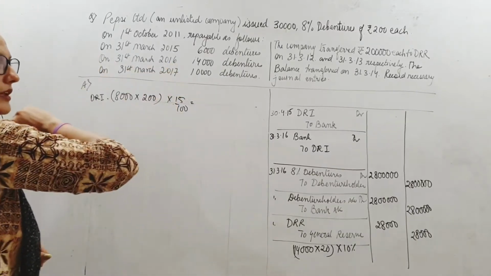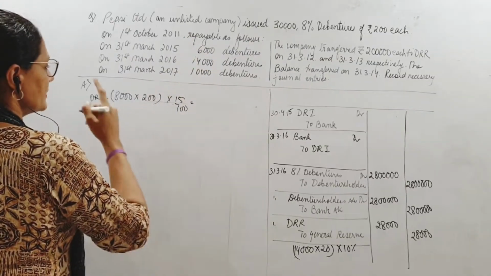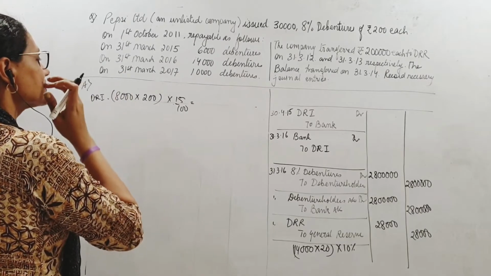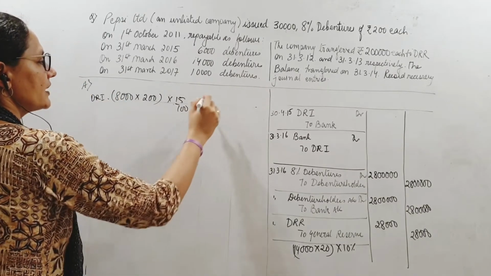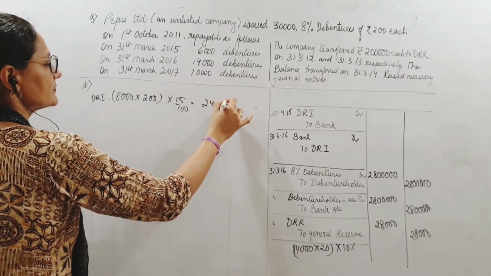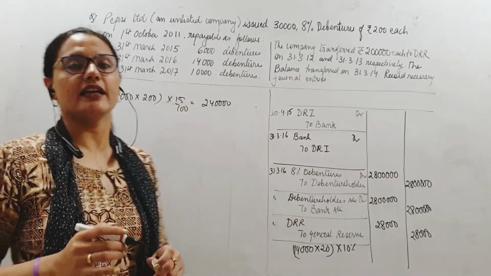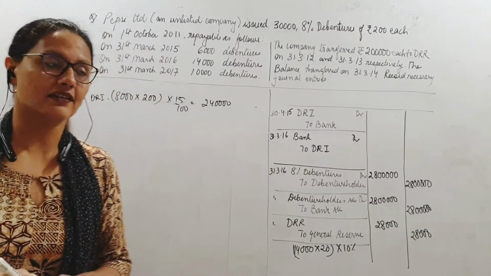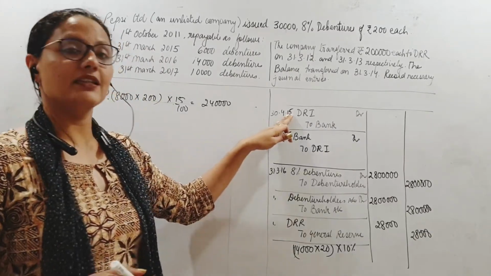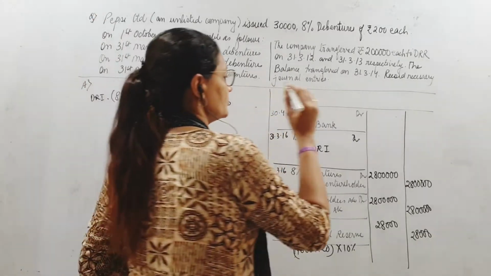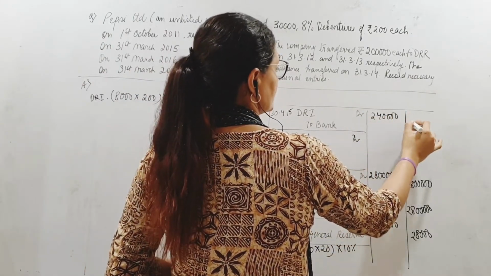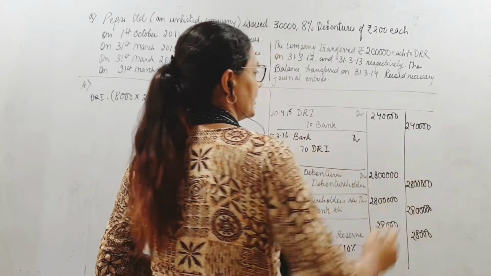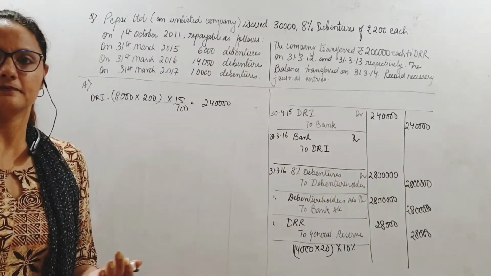Because ये 16 को redeem होना है, right? So this comes to, this is what? 16 lakhs. 16 lakhs का 15%, 1,60,000, 2,40,000. 2,40,000 का investment और purchase करना है, right? On or before 30th April 2015. तो 30th April 2015 को 2,40,000 का DRI और purchase करना है.